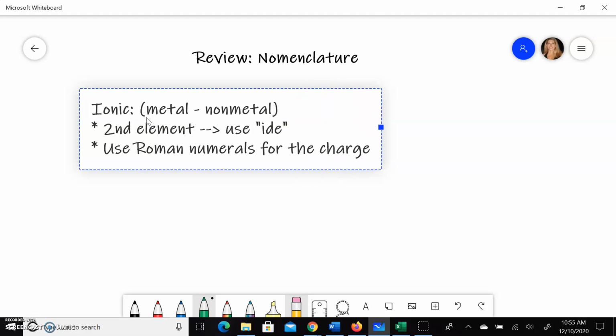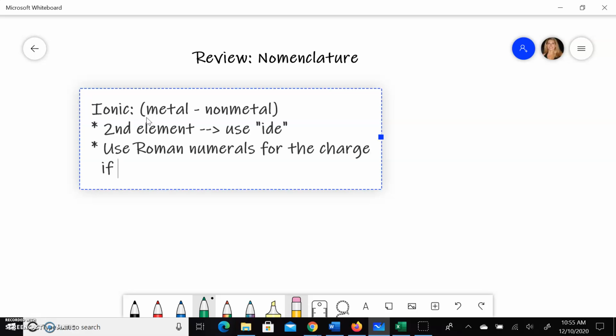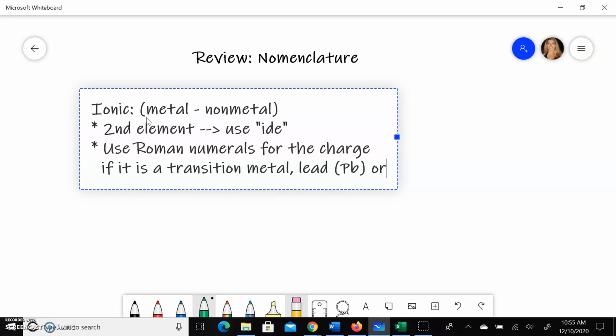And then don't forget that you need to use Roman numerals for the charge, and make sure you know that that's what the Roman numeral is saying, the charge. So if you see iron Roman numeral 2, that Roman numeral 2 is not telling you that you have 2 iron atoms, it's telling you that the charge on that iron, the oxidation number, is a +2. And you're going to do this if it is a transition metal, lead, which is Pb, or tin, which is Sn. So watch out for transition metals, lead and tin, and you need to figure out the Roman numeral for that.